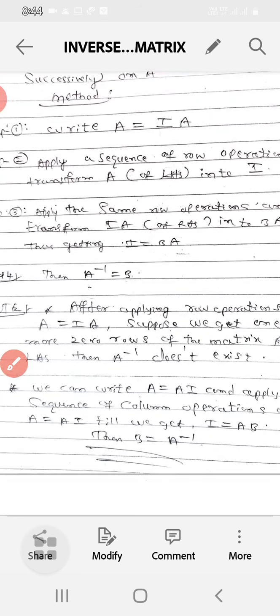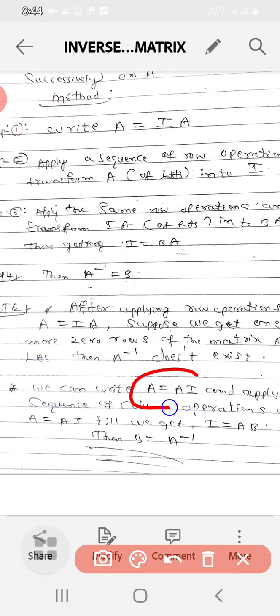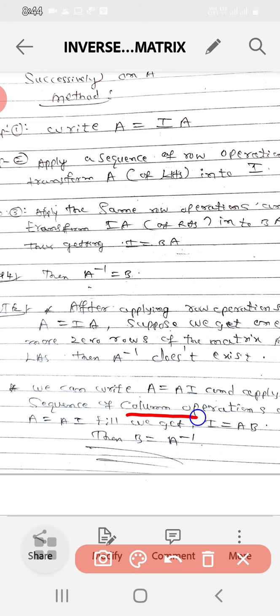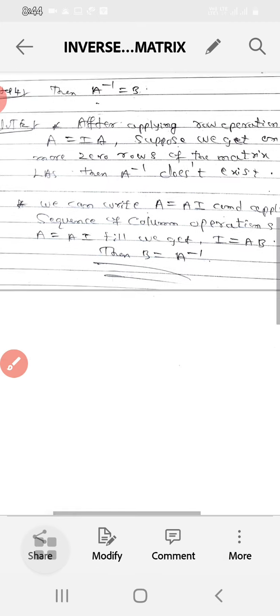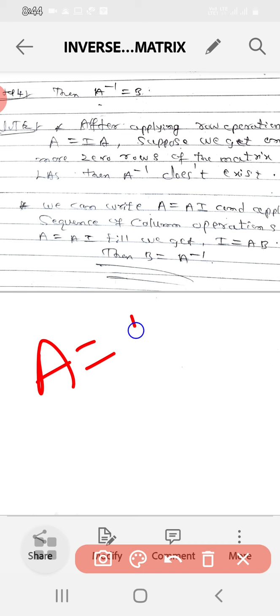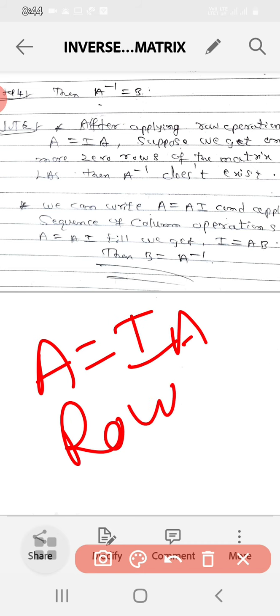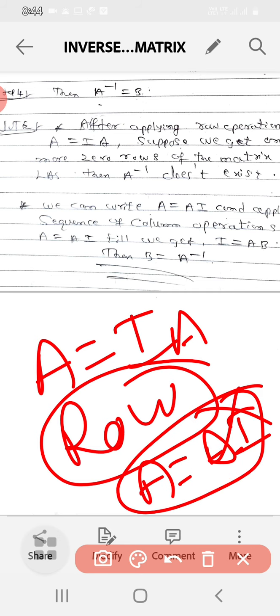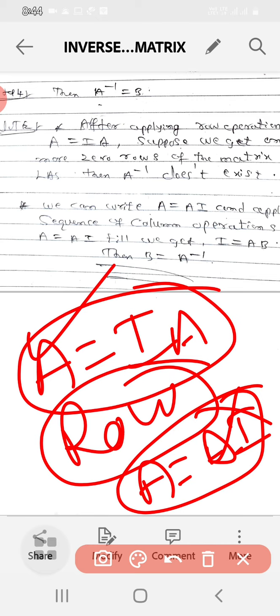Your last point is given, so we can write A is equal to AI also, because AI means we get A only. Then we can apply a series of column operations only. If I write A is equal to AI, then we have to apply only column operations. Here we are concentrating on the row operations, because we write A is equal to IA, so we apply only row operations, not the column operations. Column operations means we have to write A is equal to AI. So we will follow the procedure A is equal to IA.